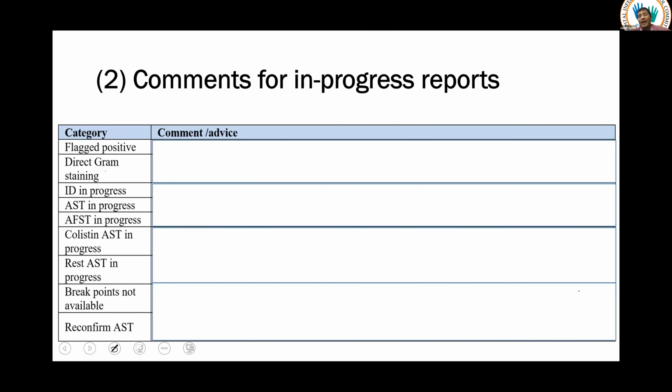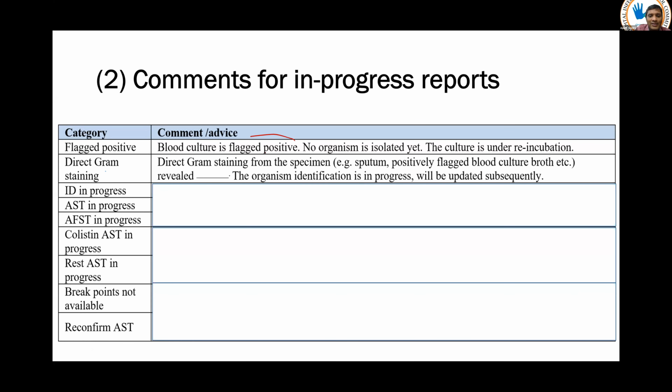Then again, a very important type of reporting comment is giving information on what is awaited. Very, very important. We don't do that. If you want to have something in your reporting later, then that particular information has to appear in the preliminary report. For example, if it is flagged positive, you write that it is flagged positive and the culture is under re-incubation. If you want to report the direct Gram stain report, then you write that the direct Gram stain report is GNB or GPC. Identification is in progress and will be updated subsequently.